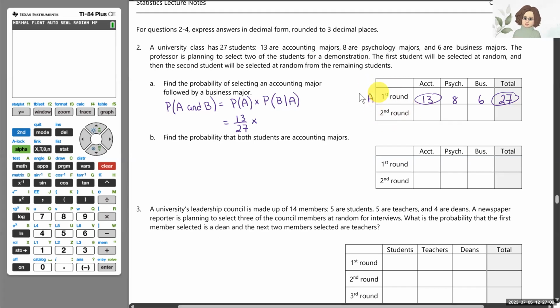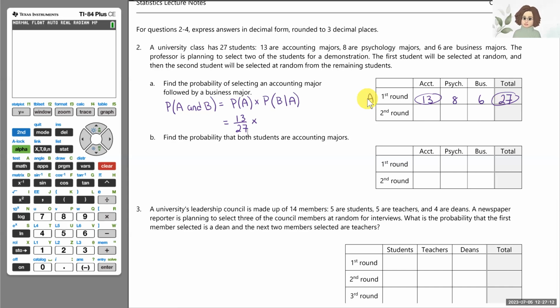All right, so after we pick the accounting major, they are no longer available. So we're going to pick from the remaining students. So we would no longer have 13 accounting majors. There would only be 12 left. We'd still have 8 psychology, 6 business. We wouldn't have 27 students remaining. We just have 26. So now I'd like to find the probability of getting a business student. So we would have 6 out of those 26.